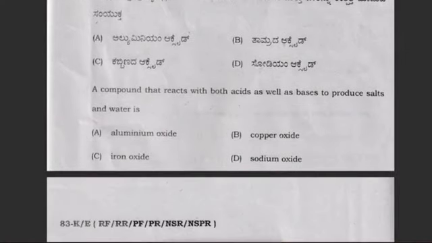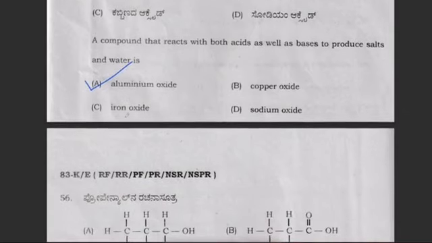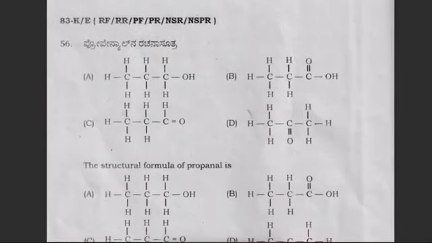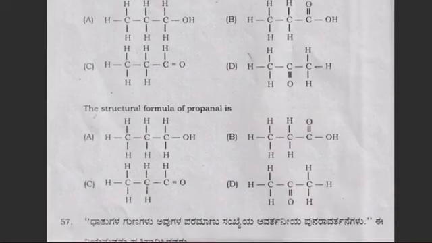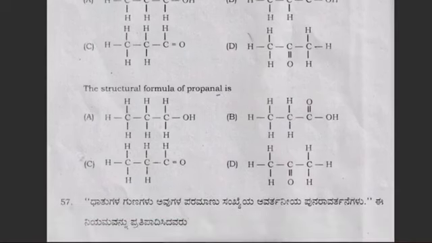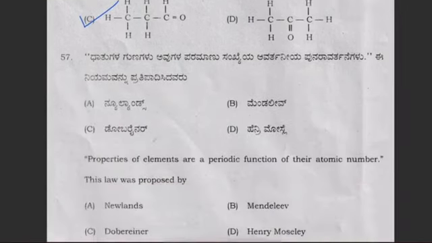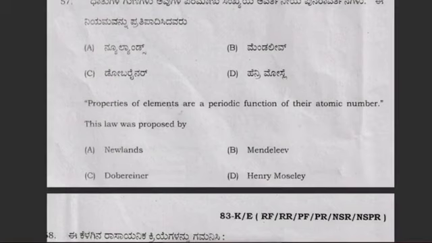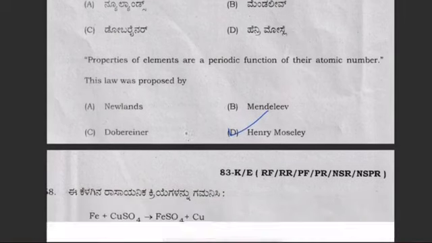A compound that reacts with both acids as well as bases to produce salts and water is aluminum oxide. Propanal. The structural formula of propanal has the CHO group. Properties of elements are a periodic function of their atomic number. This law was proposed by Henry Moseley.